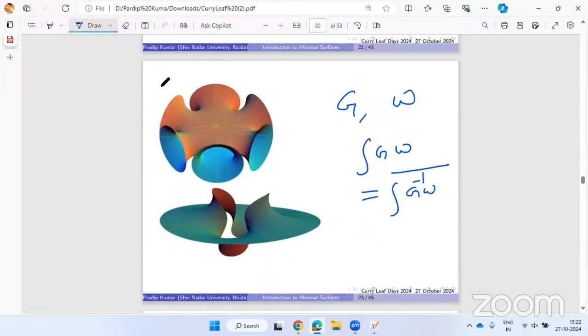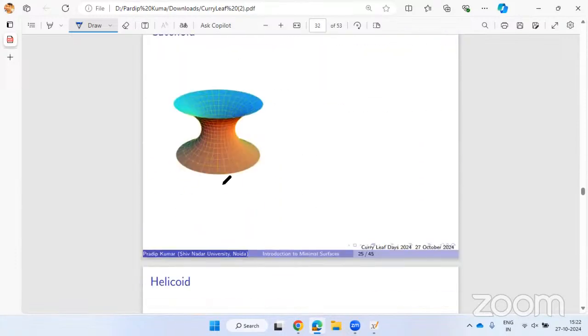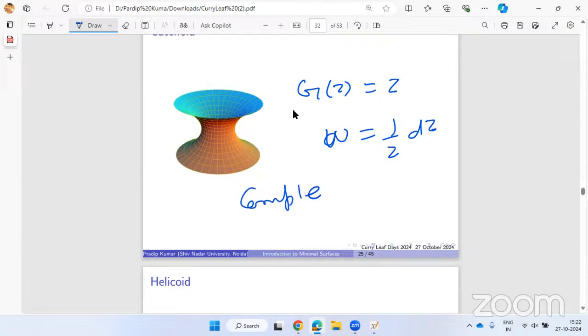And then if I want this, I will say genus 0 minimal surface with 1, 2, 3, 4, 5, 6 punctures. One can ask a lot of questions. This is your famous catenoid. What is the Weierstrass data for the catenoid? You can write down G(z) equals z and omega equals 1 by z dz. And then it turns out that it is a complete, embedded minimal immersion with 2 punctures.